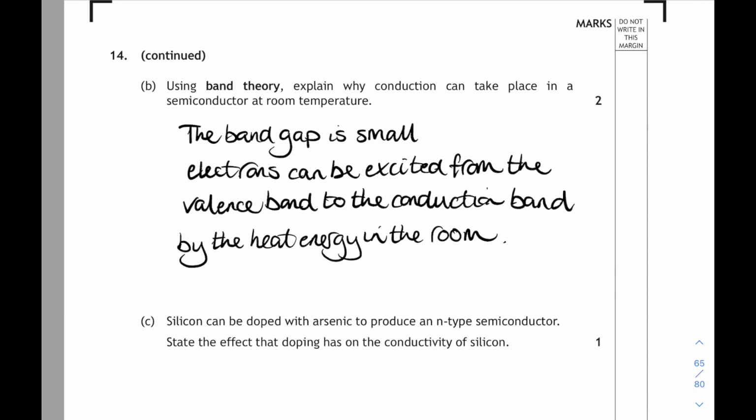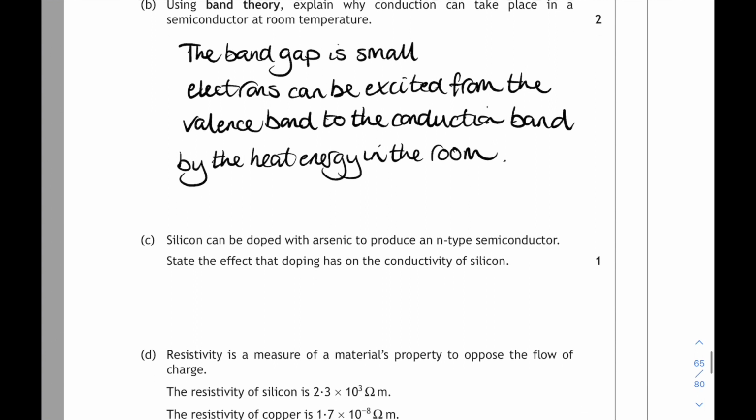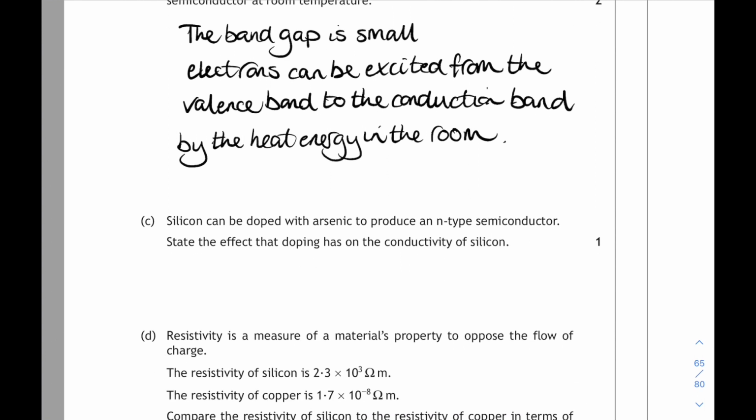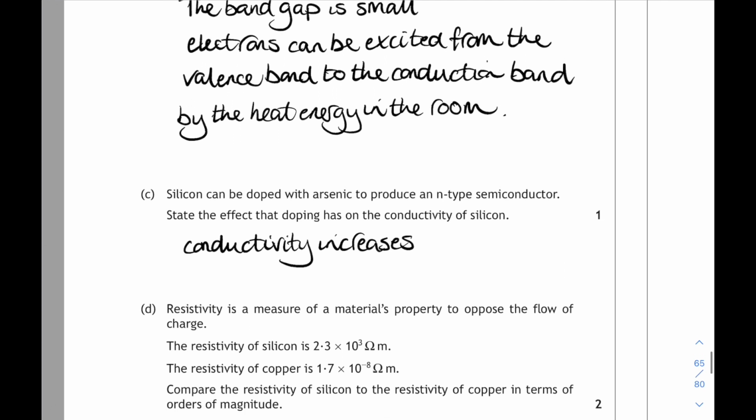And part C, silicon can be doped with arsenic to produce an N-type semiconductor. State the effect that doping has on the conductivity of silicon. Well, doping will make it conduct better. It will increase its conductivity, 1 mark.